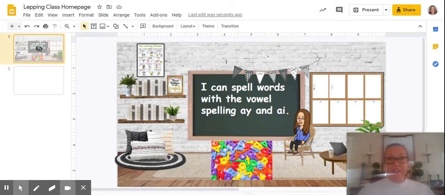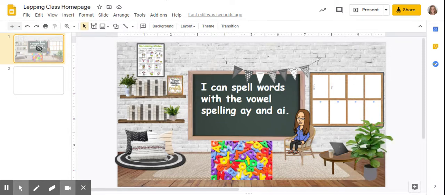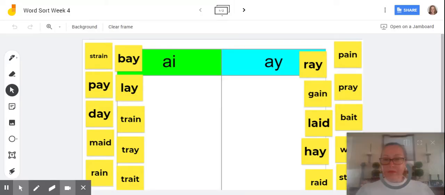All of these words, somewhere in them, are going to have AY together or AI together, and it's just pronounced that long A sound, A. Okay, let me show you the list of words that we're going to work with today. We're going to work with all the words on these yellow sticky notes, and listen to the sound of these words as I read them.